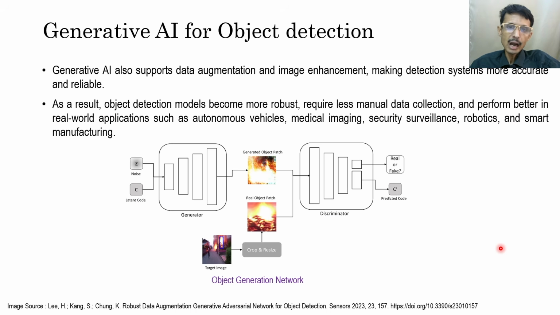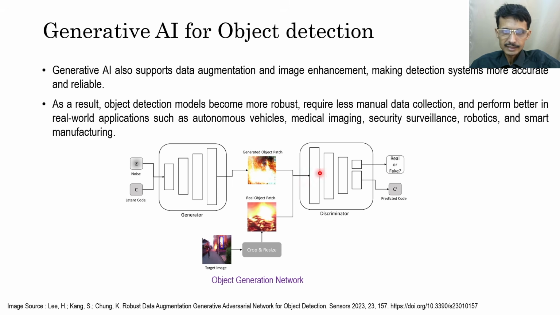Now I have to understand how it basically works. Generative AI also supports data augmentation and image enhancement, making detection systems more accurate and reliable. As a result, you can see here on the noise and latent code, we get this generator, and we can get the object patch, this is the real object patch. So there is a discriminator that makes this more realistic. And this is the target image.